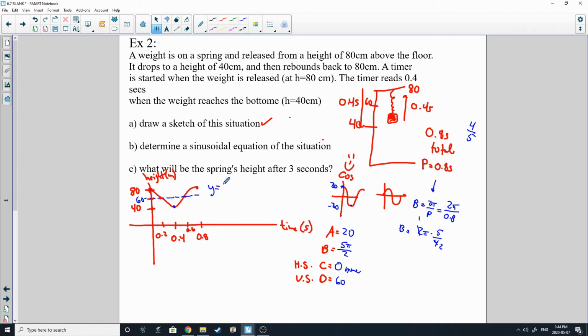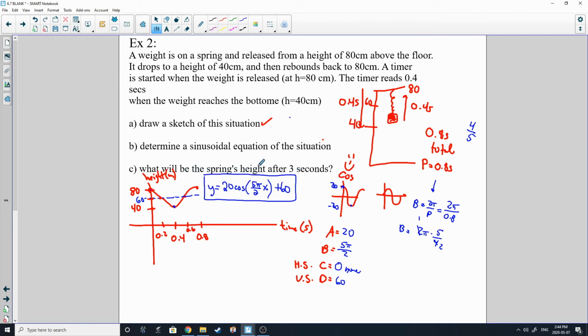It's y equals 20 cos. Now we don't have a horizontal shift, so we can just write 5 pi over 2 times x plus 60, and you have your equation right there, handy dandy.